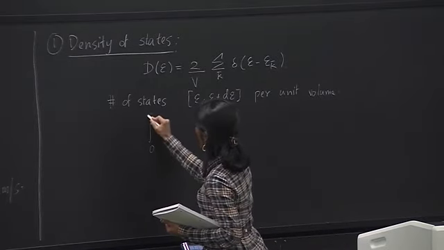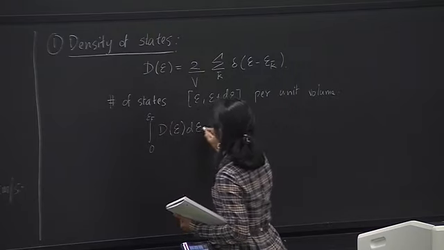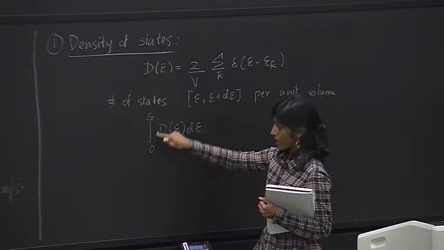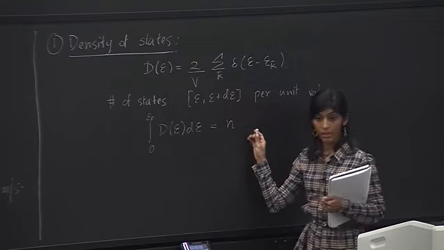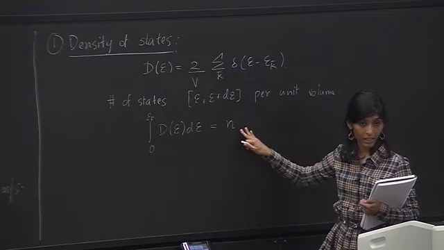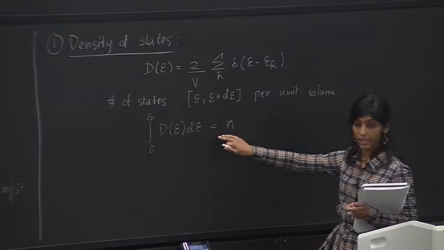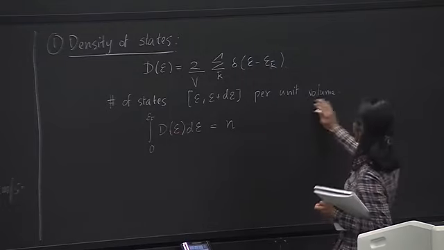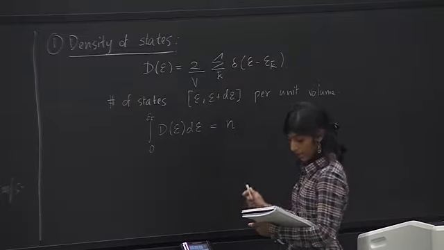One kind of obvious property about it is that the integral of the density of states going from zero energy to the Fermi energy is the density. This is pretty clear to everyone, right? If you count up all the states from 0 to epsilon F and divide by volume, because I said per unit volume, you should get the density that you have. So that's what this tells you.